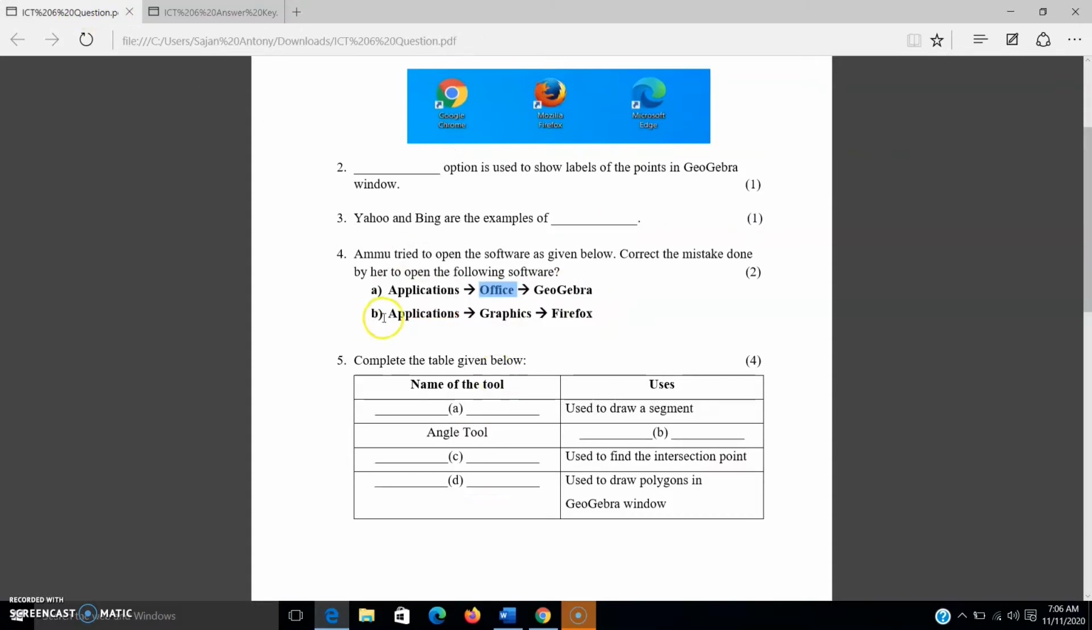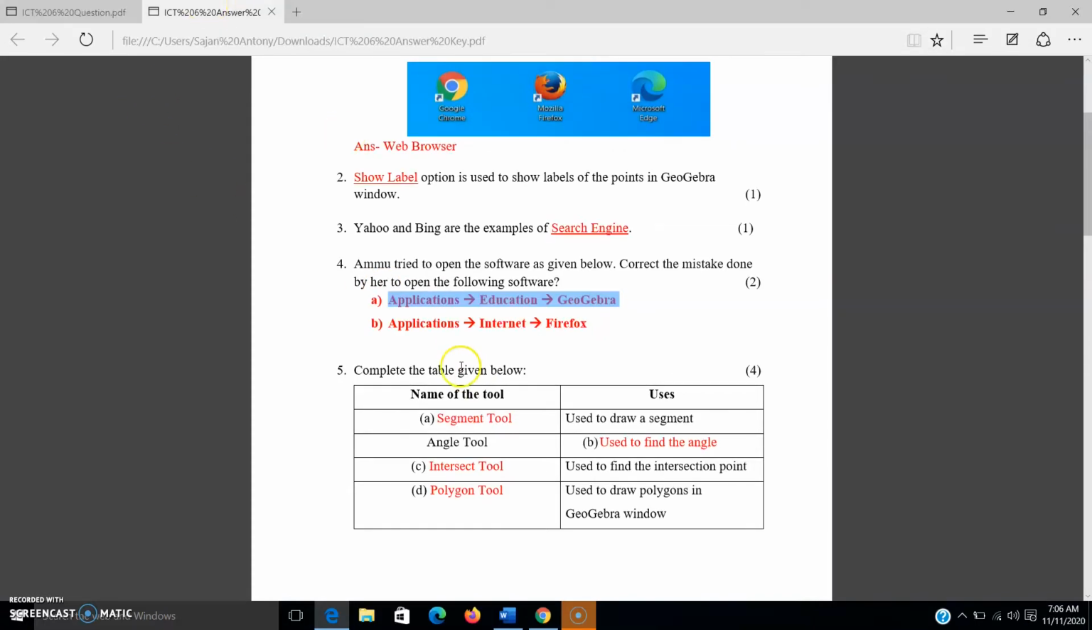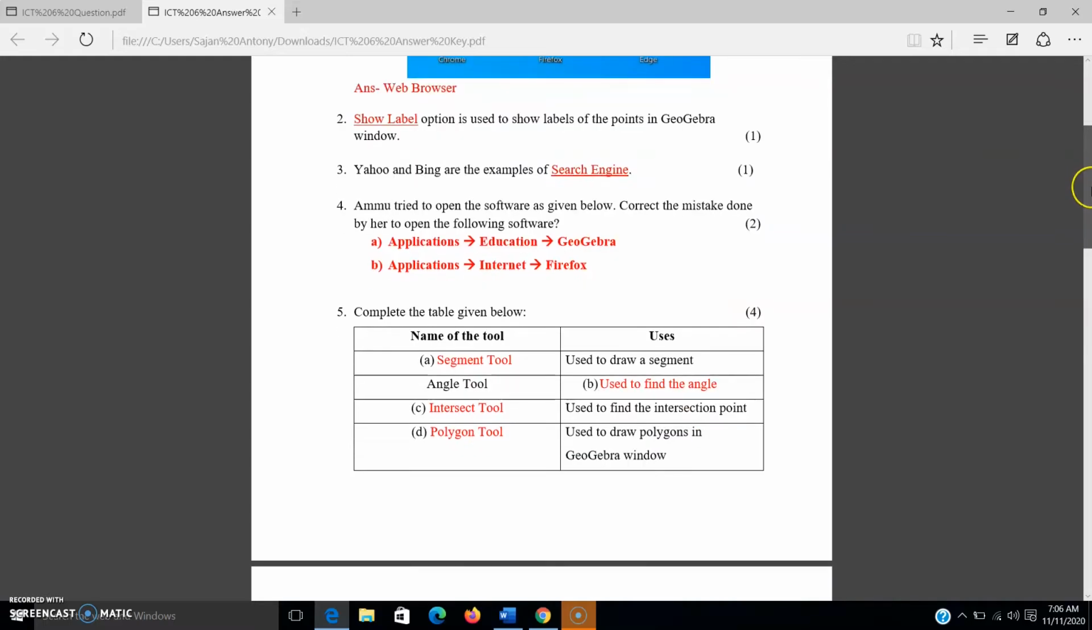Now what is the second mistake done by Ammu? Application, graphics, Firefox. Whether this is right? No. How to open Firefox? This is the correct answer. Applications, Internet, Firefox. So you have to correct these two mistakes. Hope this is also very clear for you.